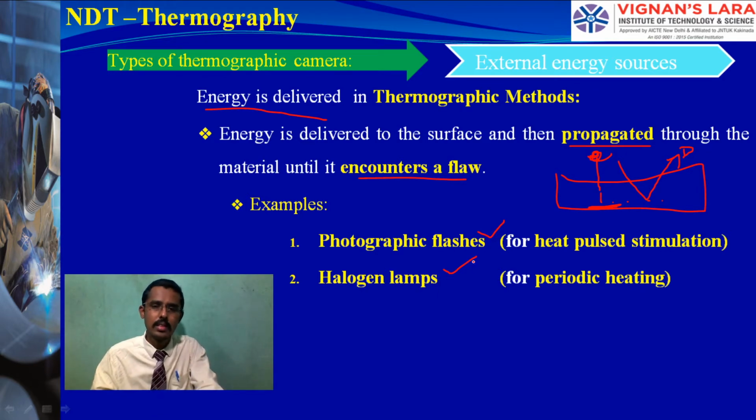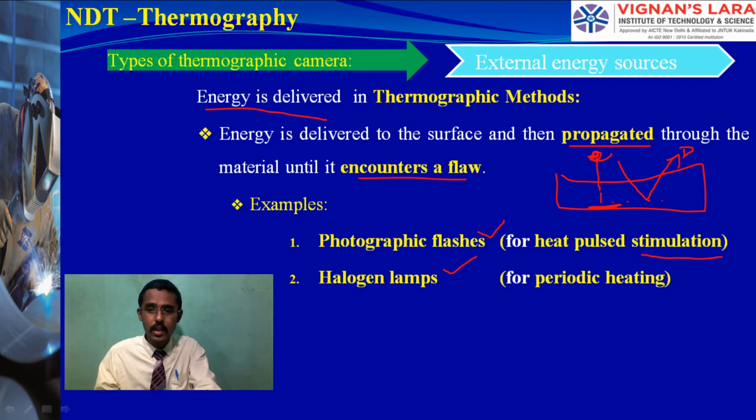A simple method. See, for heat pulsed stimulations, number one, photographic flashes are for pulsed stimulation. Every few seconds, say 5 pulses, every 10 seconds 2 or 3 pulses, we can fix manually. And one more thing is a halogen lamp. After attaining a certain heat, it will switch off, and after dropping to a lower temperature, it switches on again. That is a halogen lamp we have come across in our lives.